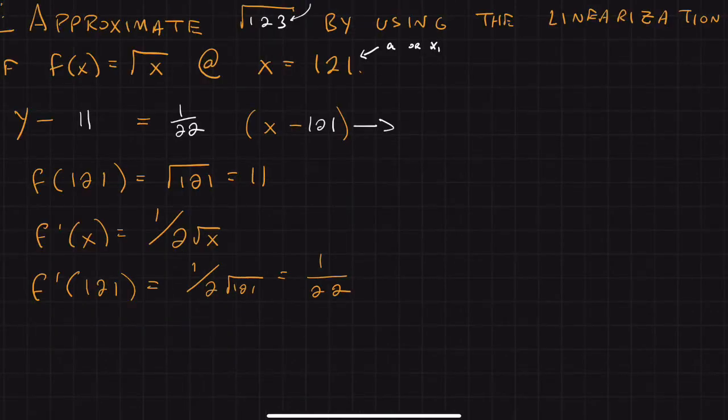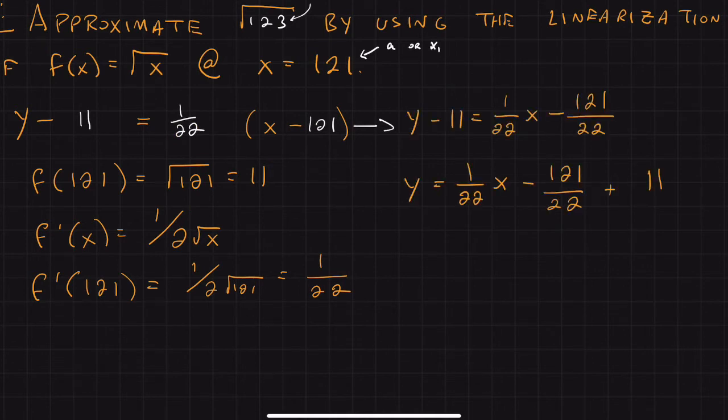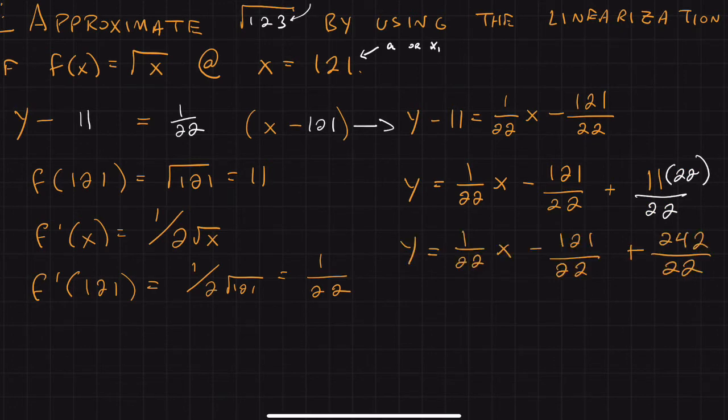Let's simplify this formula and solve for y. First, we can distribute 1 over 22 into the parentheses. Then we can add 11 to both sides of the equation. That'll get y by itself. We need a common denominator to combine the negative 121 over 22 with the 11. This would give us negative 121 over 22 plus 242 over 22. And so our y-intercept for this would be 121 over 22.